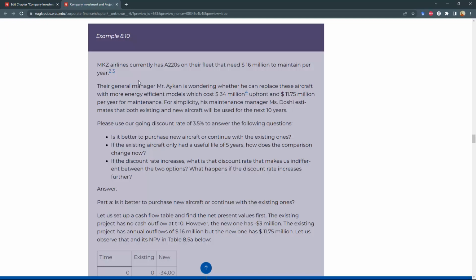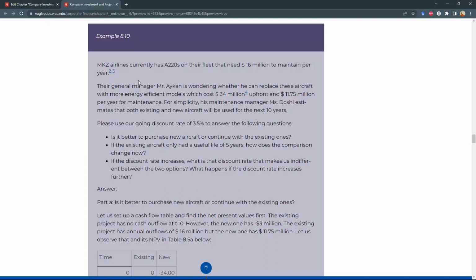Example 8.10. MKZ Airlines currently has A220s in their fleet that need $16 million to maintain per year. Their general manager, Mr. Akan, is wondering whether he can replace these aircraft with more energy efficient models which cost $34 million upfront and $11.75 million per year in maintenance.